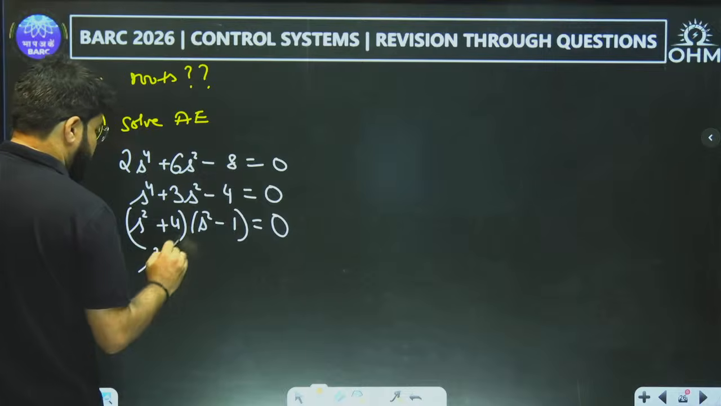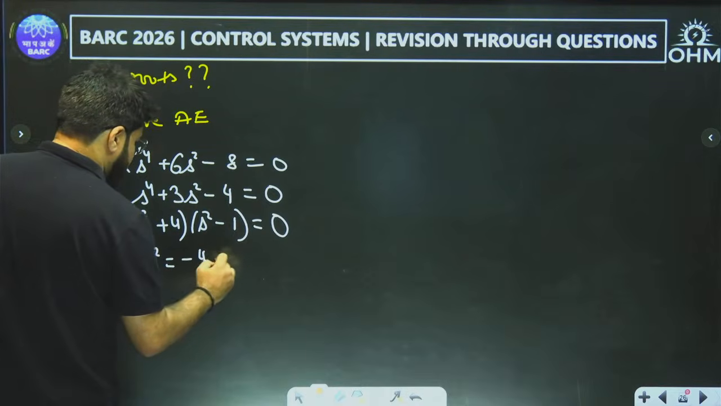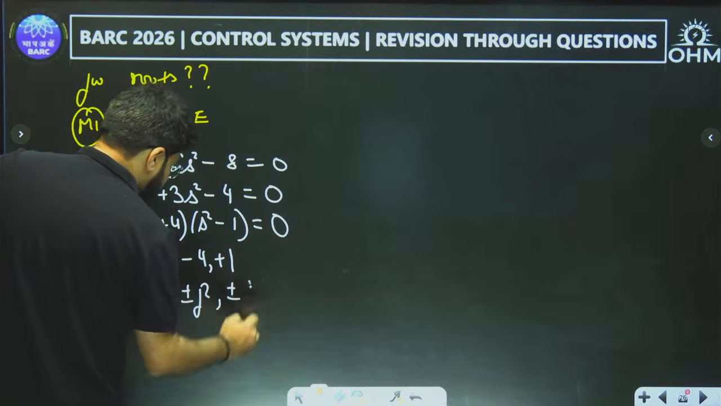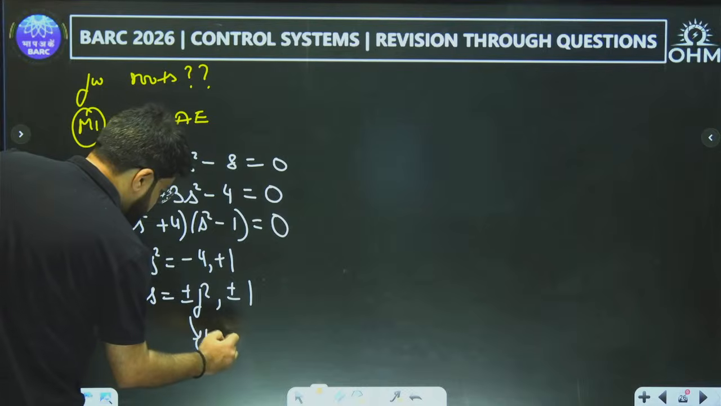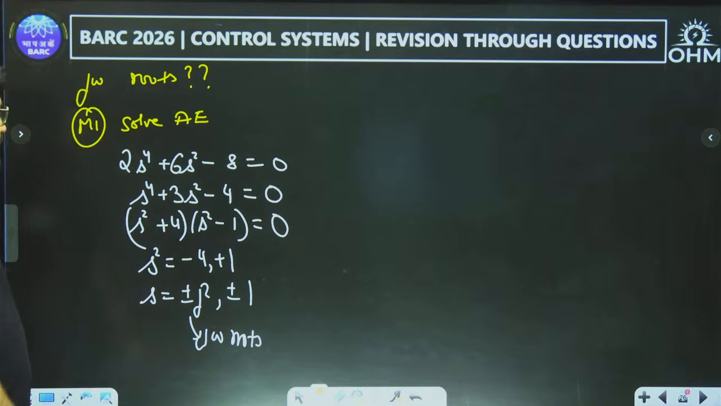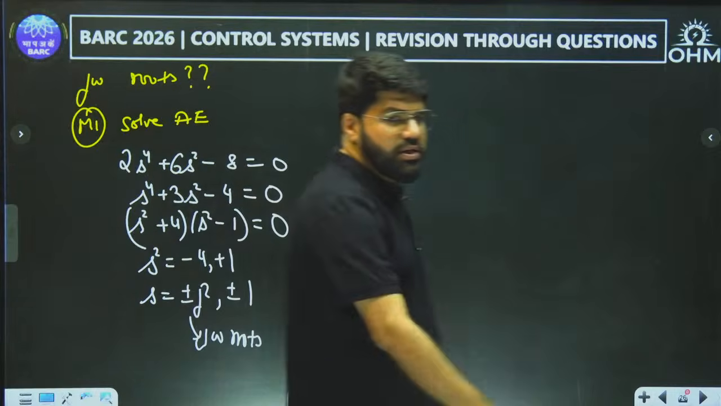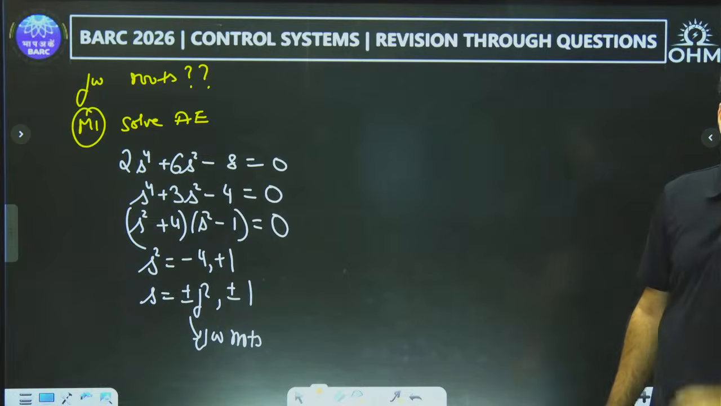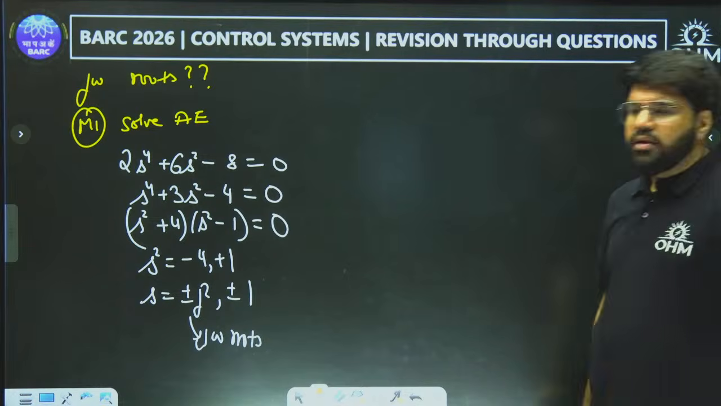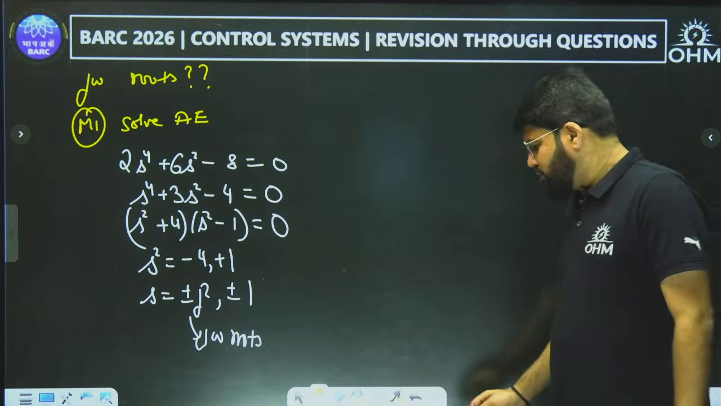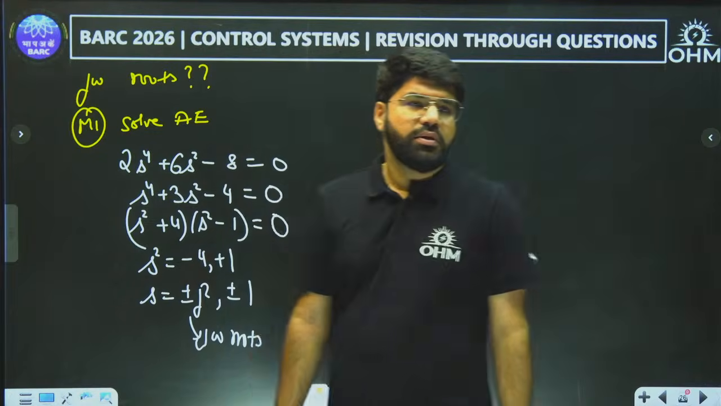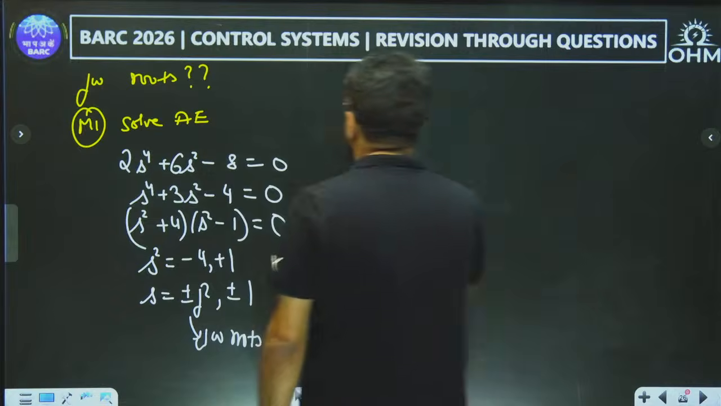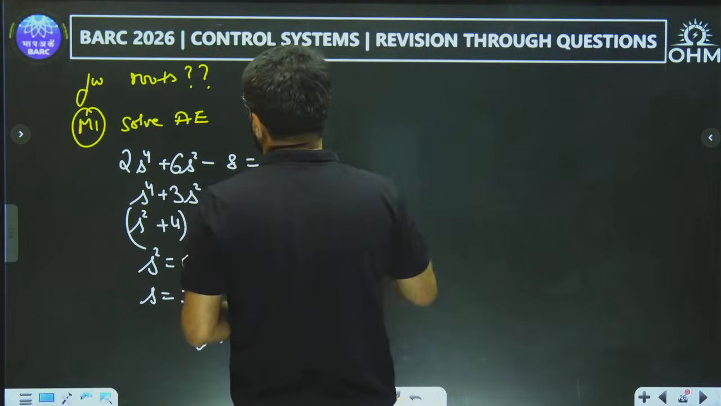So what are the values of s square? S square equal to minus 4 and plus 1. So what is s? Under root of minus 4 gives plus minus j2. Under root of 1 gives plus minus 1. These are the j omega roots. So there is one pair of j omega roots, which is in front of you. That is plus minus j2. Or another simple way.